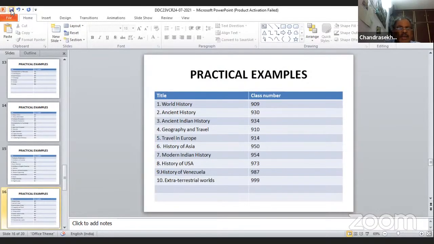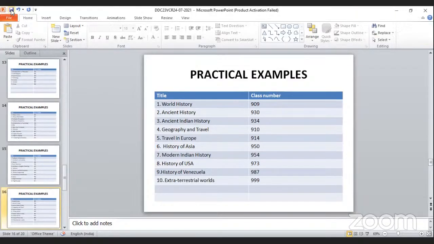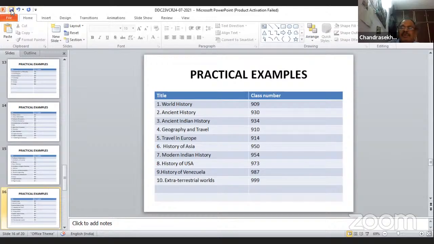So travel in Europe is 914. 91 is geography, and 4 is added to this. 914 is Europe, geography and travel in Europe. Then history of Asia 954, modern history. So modern Indian history is 954.